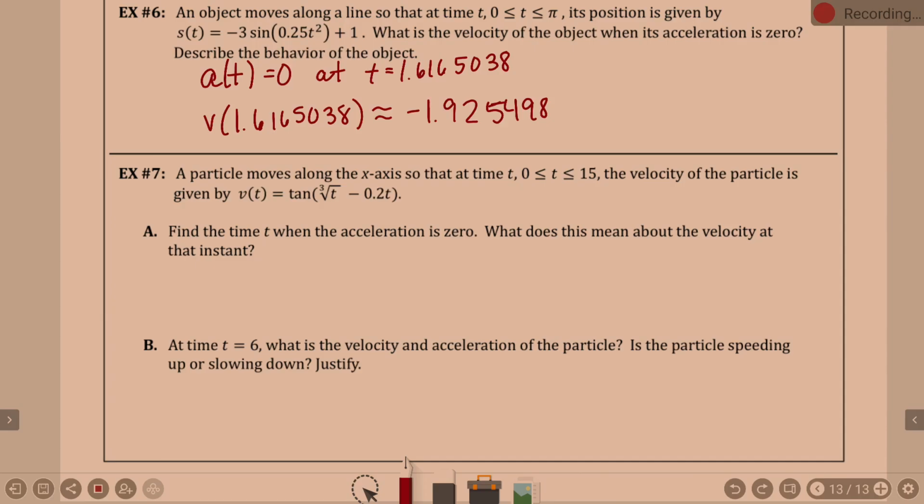Okay. Now, the question was, then describe the behavior of the object. Is it a constant velocity? Well, acceleration, it's constantly moving left. It's going to be moving left, yeah. Constant.